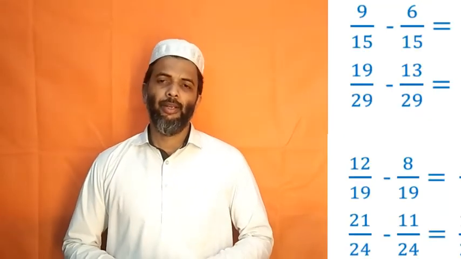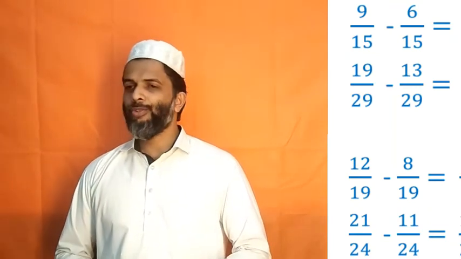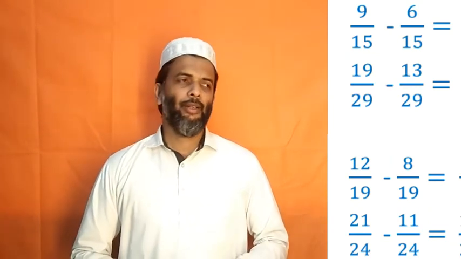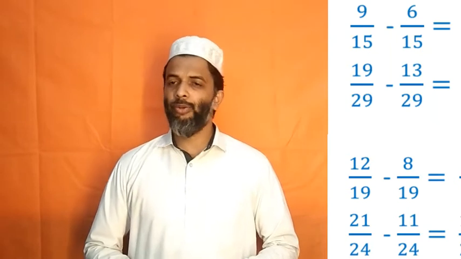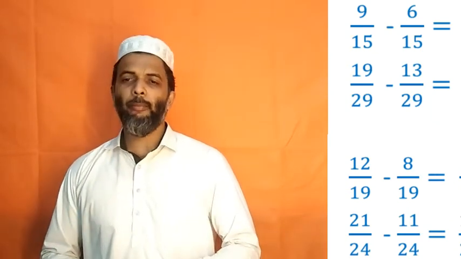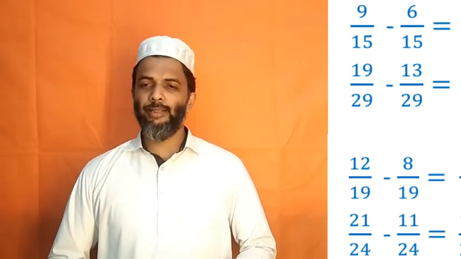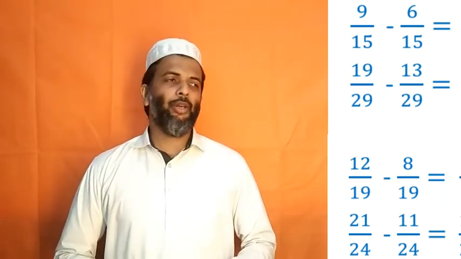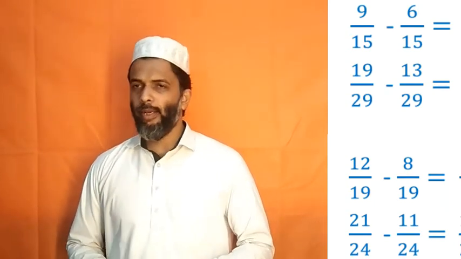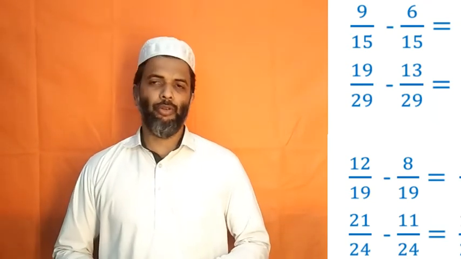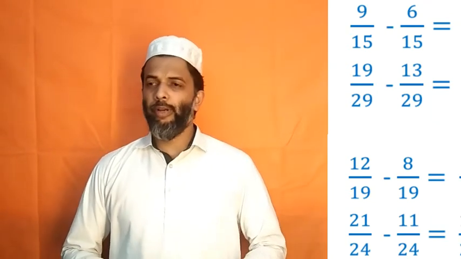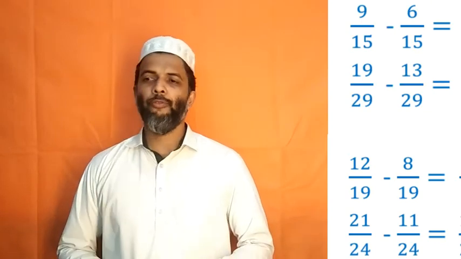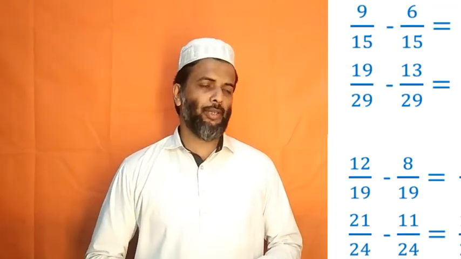Write down 9 by 15 minus 6 by 15, 19 by 29 minus 13 by 29, 12 by 19 minus 8 by 19, 21 by 24 minus 11 by 24. I will give you 40 seconds. You will find the difference yourself.